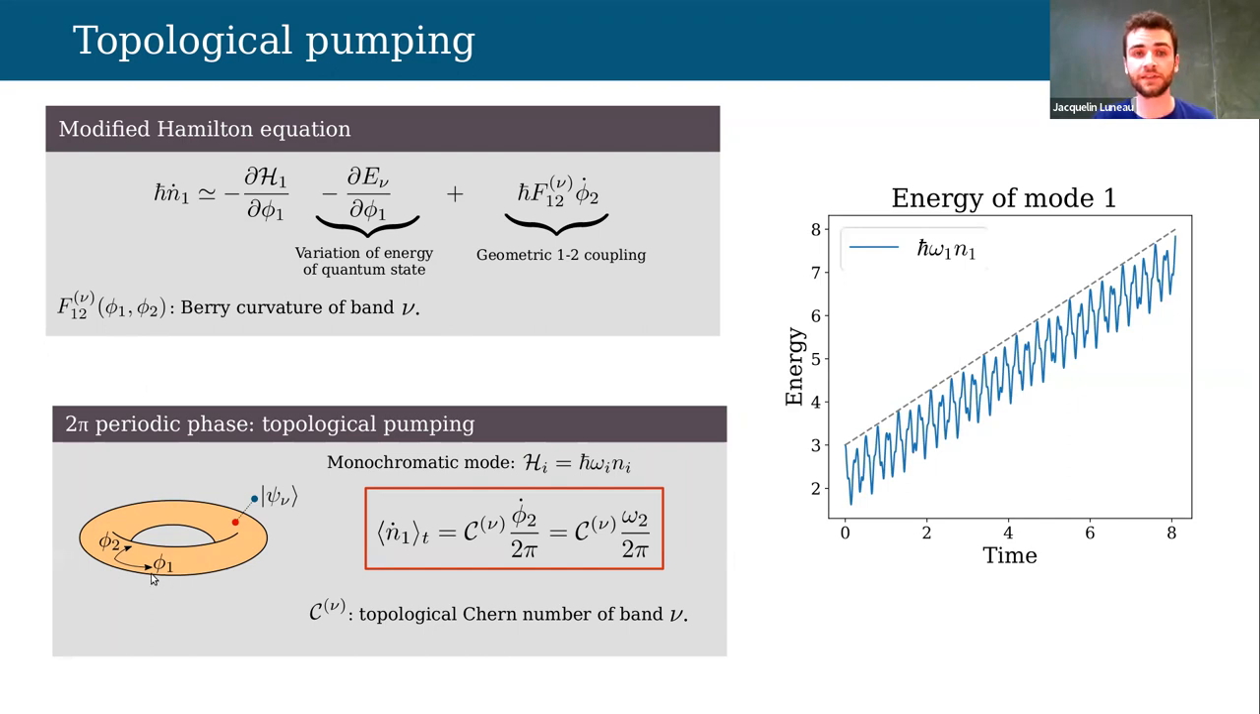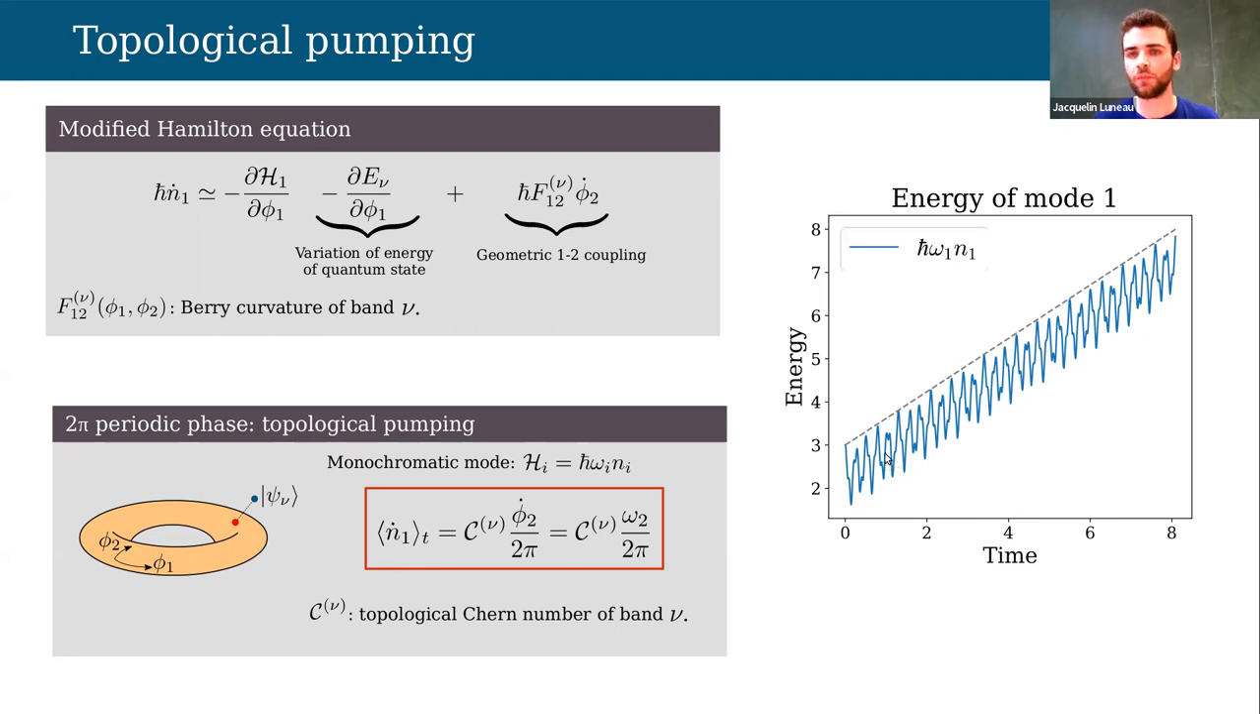So if the phases phi one and phi two evolve ergodically on the torus, what we can do is to replace a time average of this pumping rate here in one dot by an average on the configuration space on the torus. And so we get a relation between the pumping rate in mode one to the Chern number. And this is topological pumping.